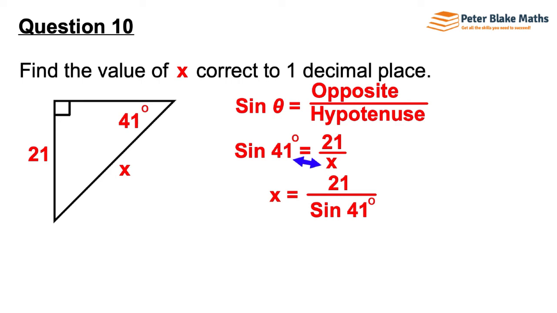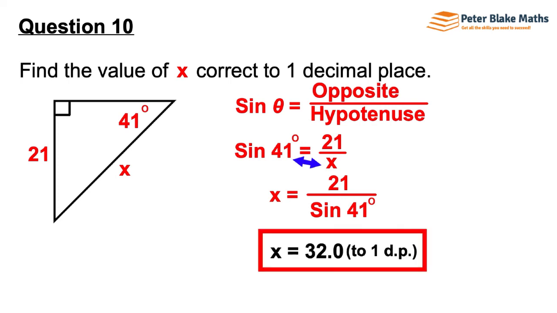I could make two moves solving equations there, but we can just remember in this situation that those two positions can swap, leaving the letter on its own. It's a bit of a handy little shortcut. So it works, trust me. So we'll just type into our calculator 21 divided by or over sine 41. Press equals and we'll get x equaling 32.0 to 1 decimal place.